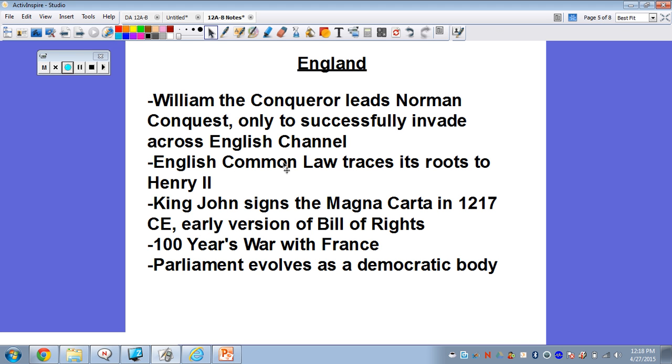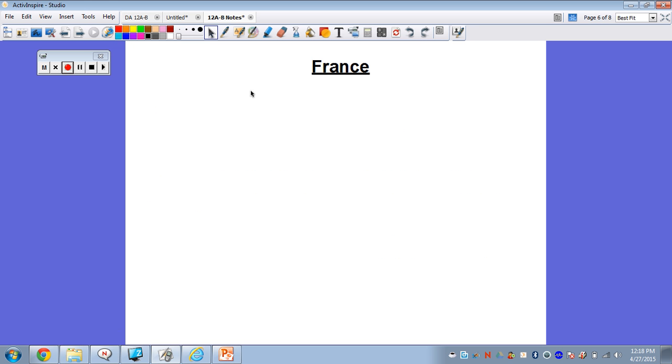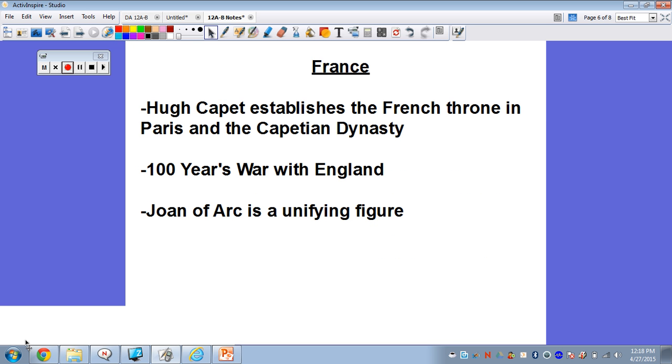And then throughout this time period, we're going to have the evolution of Parliament as a democratic body that will advise and eventually supersede the power of the king over time. In France, we're going to have Hugh Capet establishing a united French throne in Paris, and he establishes what is known as the Capetian dynasty. France is on the other end of the 100 Years' War with England, and again it establishes part of their national identity. And Joan of Arc is a leading military and unifying figure for them during the 100 Years' War.